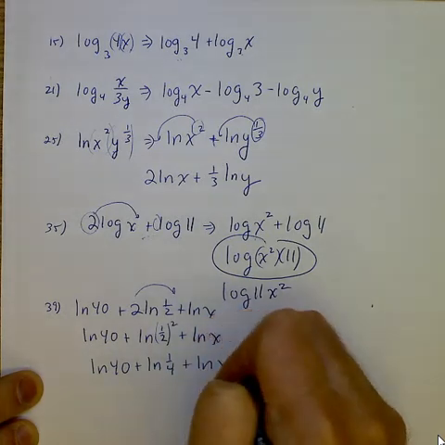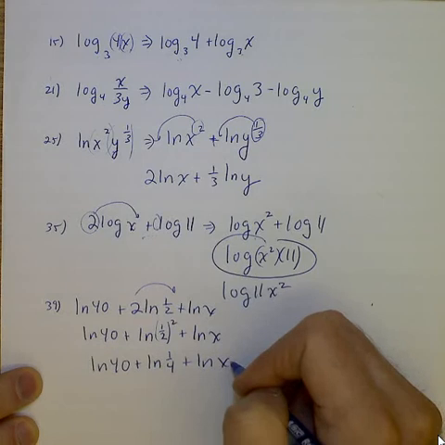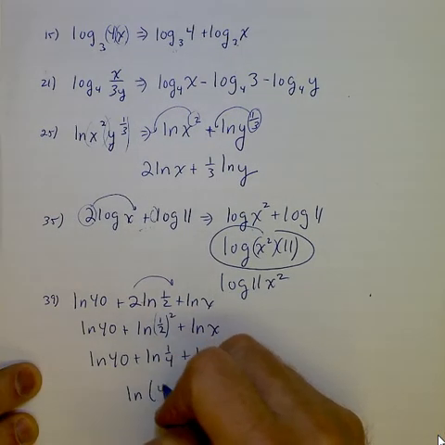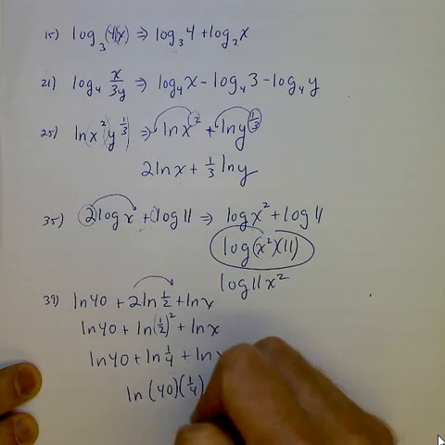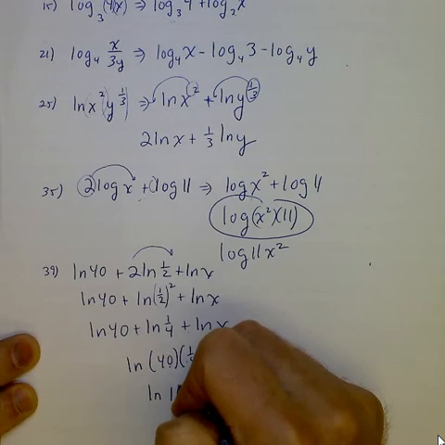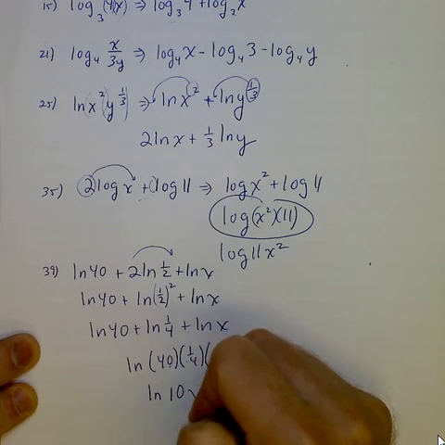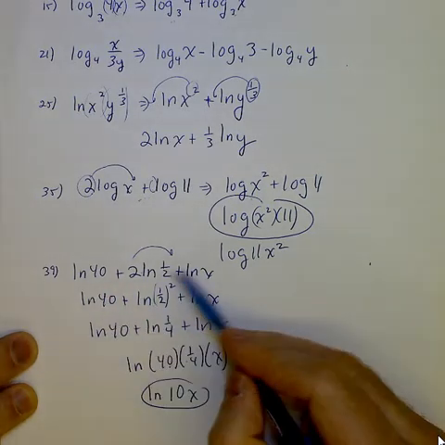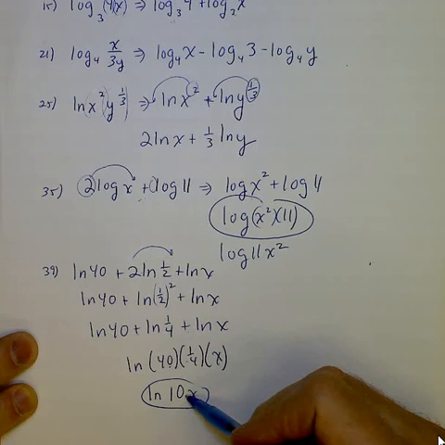So now I've taken care of my exponents. Now I have pluses and plus. So I'm going to condense. It's going to be 40 times a 4th times x. 40 times a 4th is 10. 10 times x is 10x. So this entire string of 3 log terms was condensed into a single.